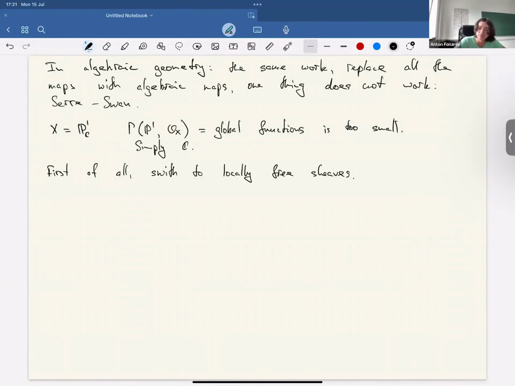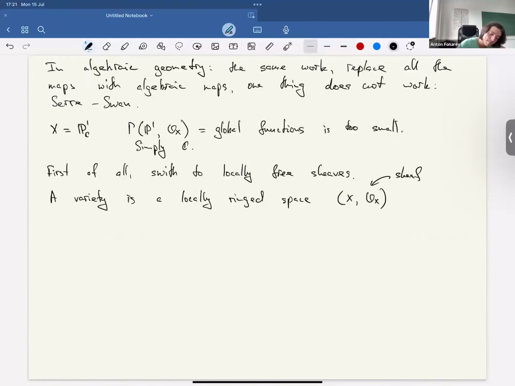So as you probably remember from your algebraic geometry 1, what is an algebraic variety, or more generally a scheme? A variety is what we call a locally ringed space. And a locally ringed space is by definition a pair which comes with this sheaf of rings on it. So this is a sheaf of rings, which means that to any open subset U in X, we associate the ring of nice functions, of algebraic functions.